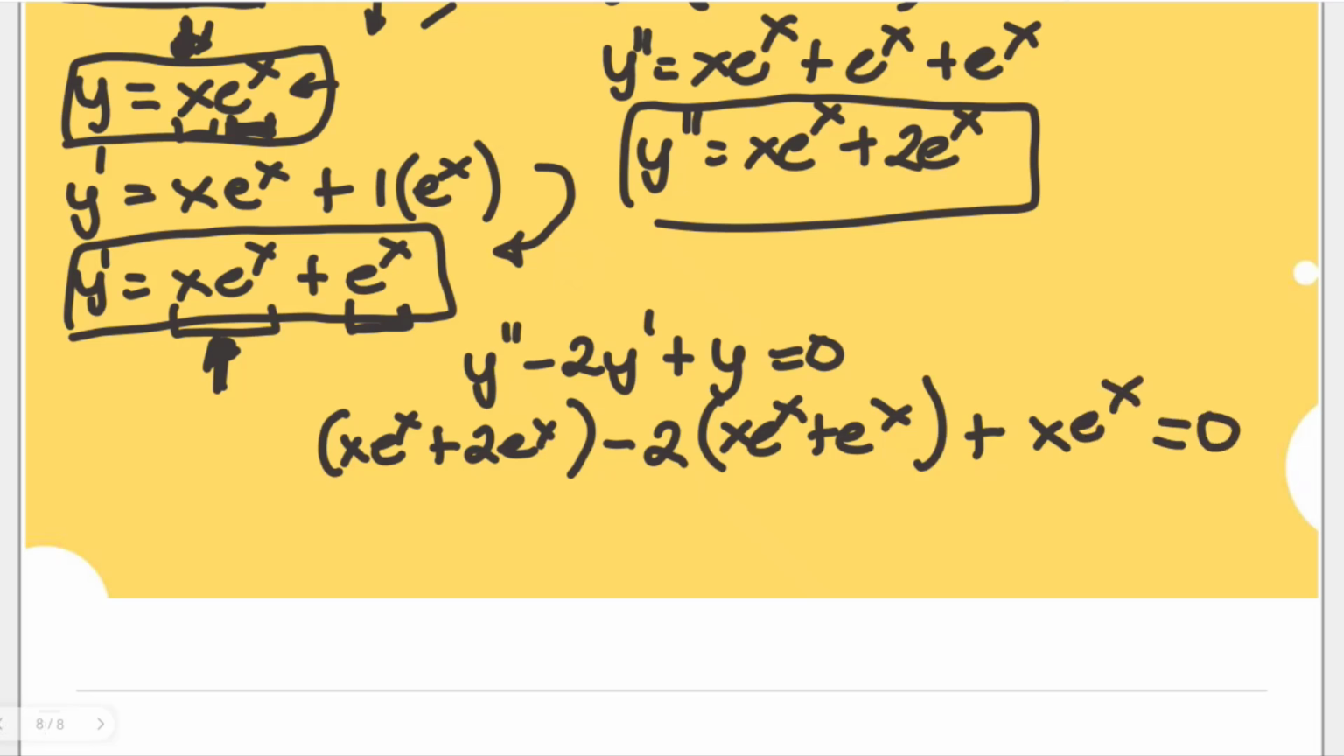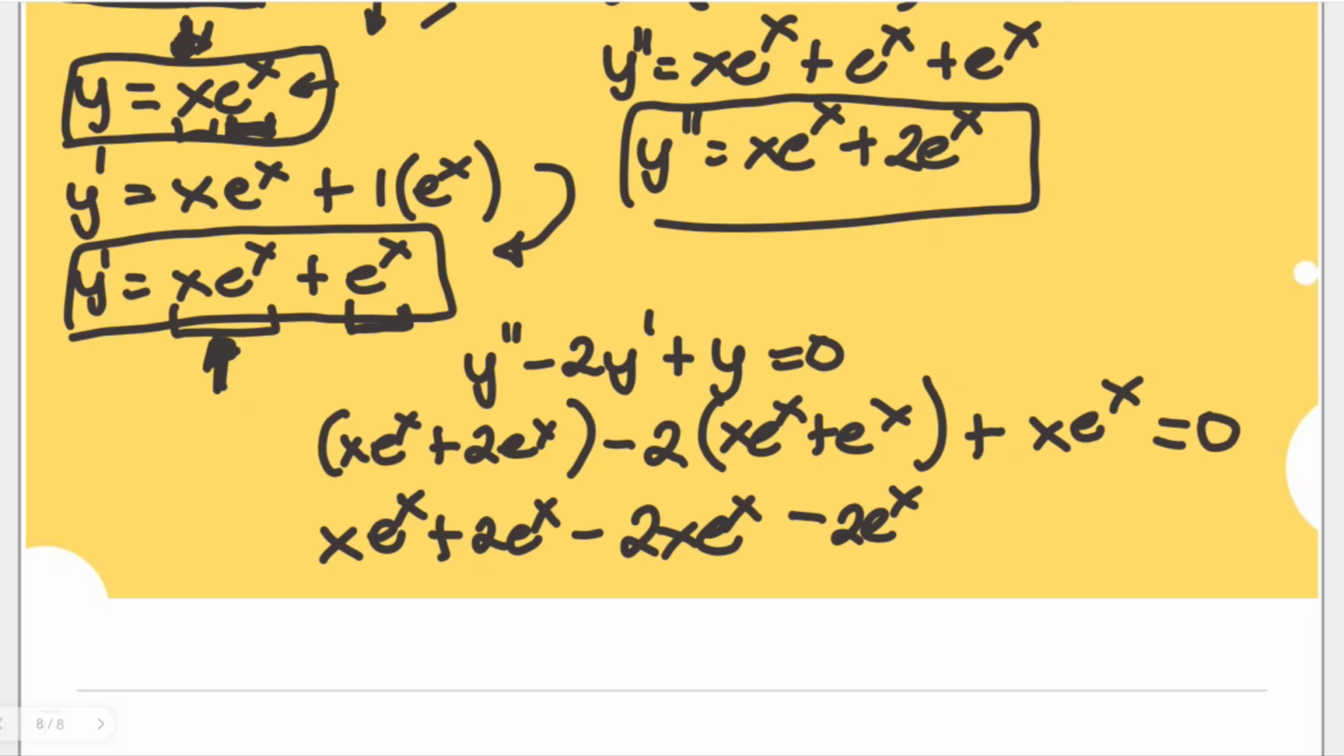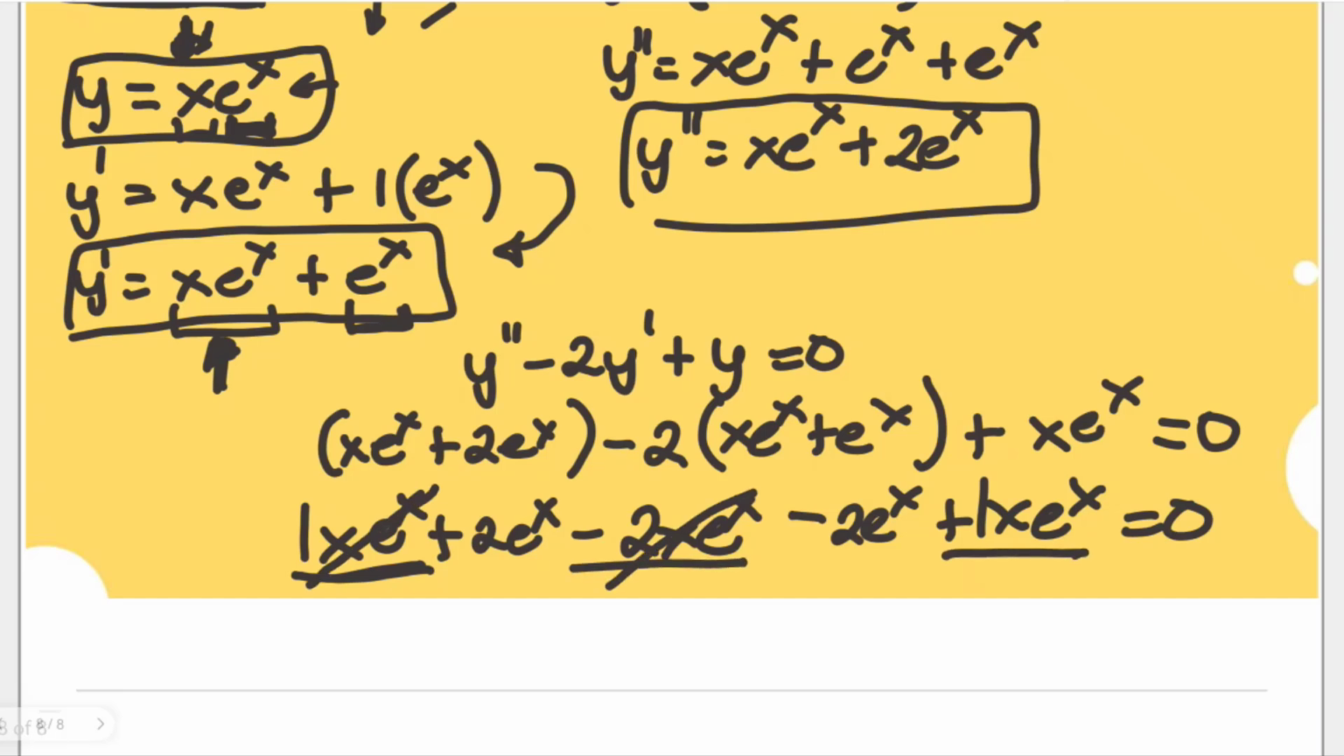Let's check if it's really equal to 0. I think it will be. Let's just do it. x e to the power of x plus twice e to the power of x minus 2x e to the power of x minus 2e to the power of x using distributive property, plus x e to the power of x equal to 0. This is 1x here as well. So 1x e to the power of x minus 2 plus 1, that's of course 0.